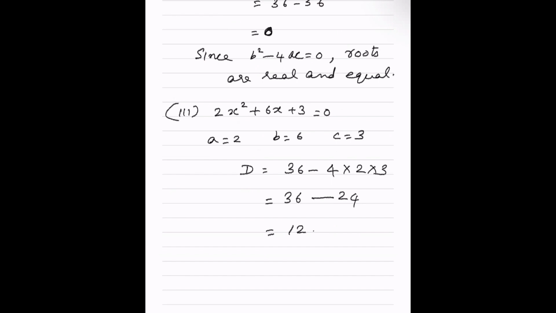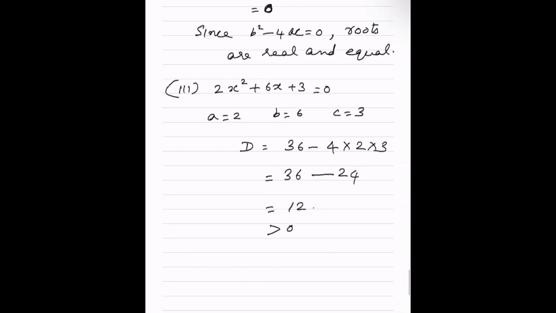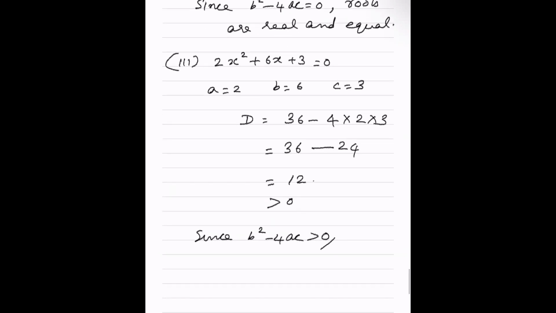So this is again, what is this? This is greater than 0. So you can write, since b square minus 4ac is greater than 0, roots are real and unequal. Roots are real and unequal.